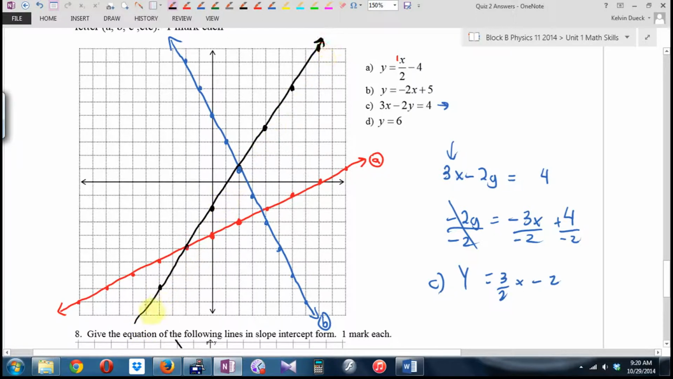By the way, generally when you're graphing a line, I give you a half mark for getting the y-intercept right and a half mark for getting the slope right. But if you got the line right, you get full mark. 1 mark each.